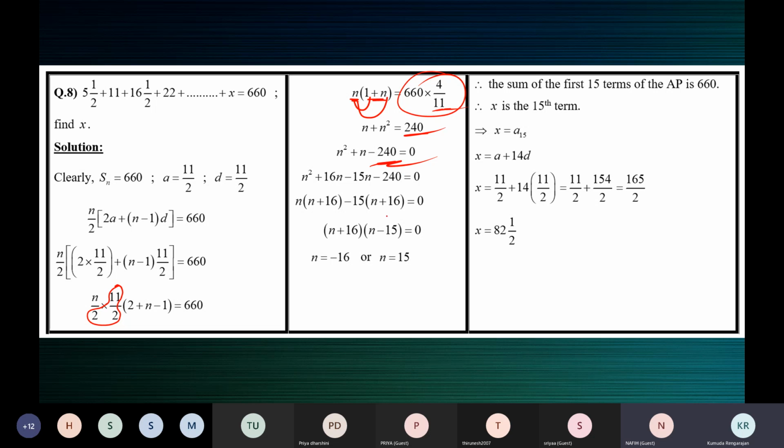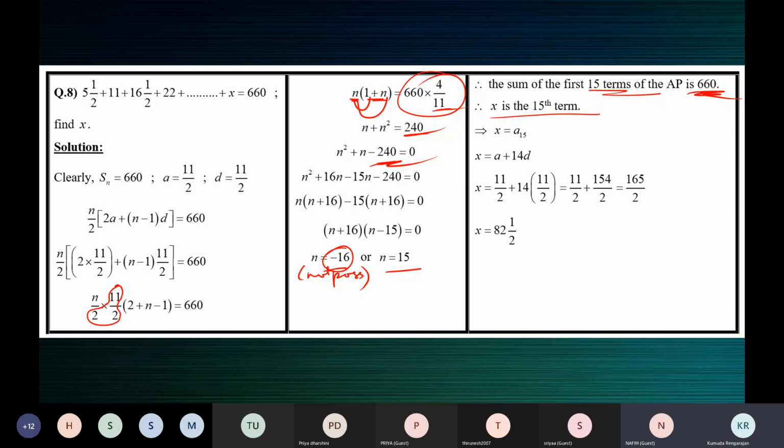Quadratic equation. These are the two values of n. N cannot be negative. N is equal to minus 16 is not possible, number of terms cannot be negative. So n is 15. That means the sum of the first 15 terms of the AP is 660.